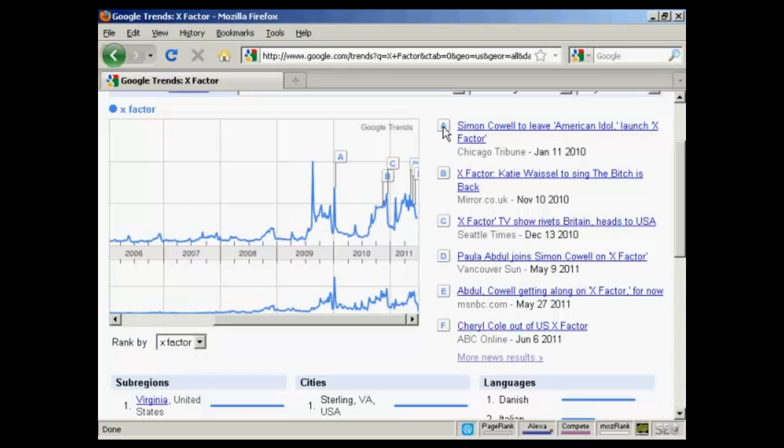And this one here shows the peak in traffic when Simon Cowell announced he would leave American Idol, and these when various things happened on the show. You know, when people started writing about Cheryl Cole and Paula Abdul and so on.